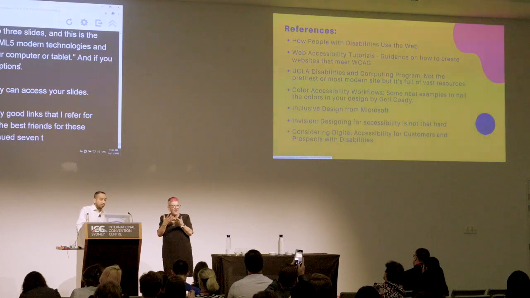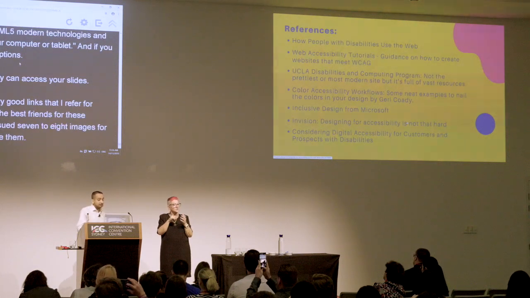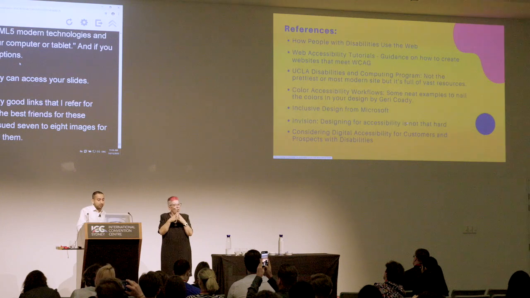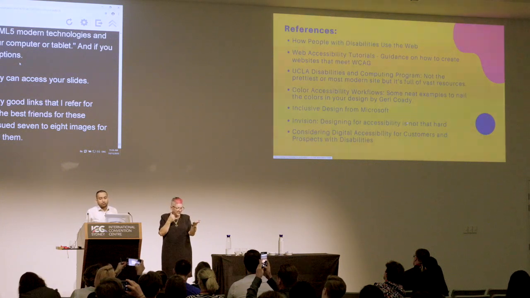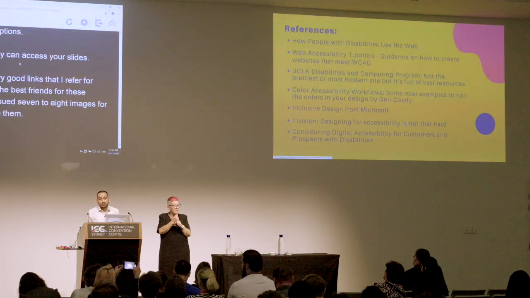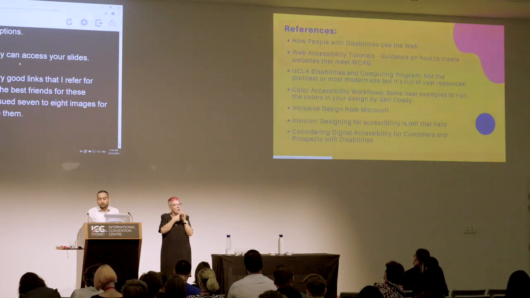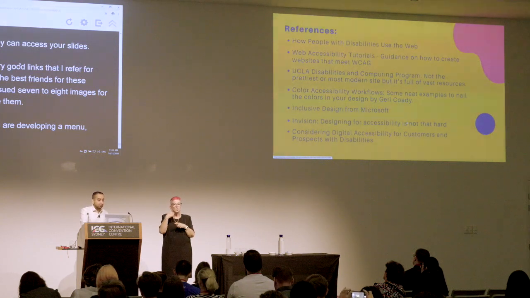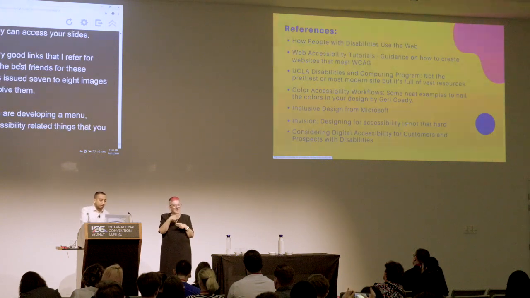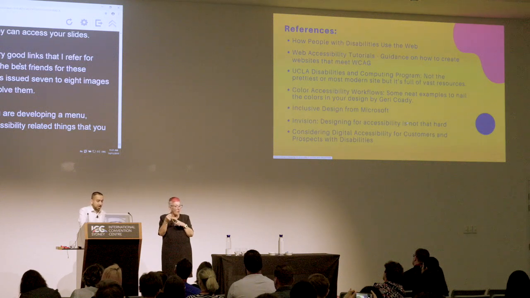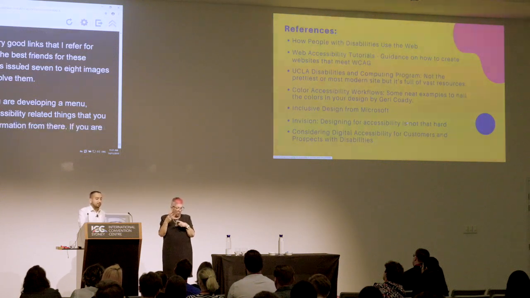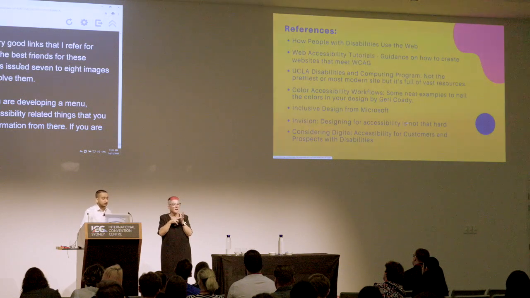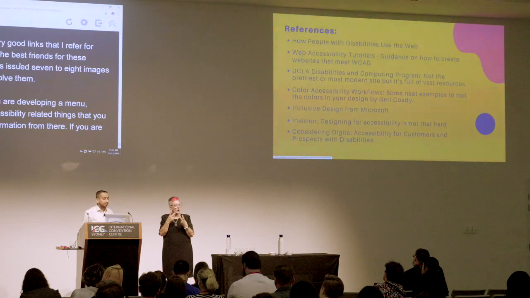If you are more on the developer side, the second link is very helpful, provided by WCAG, where if you are developing a menu, carousel, table component, or forms component, you will get all the information about the accessibility-related things that you should keep in mind. If you are from the UX side, the second and third from the last links are very helpful, from Microsoft and InVision. They have shown very good SVGs and GIFs.